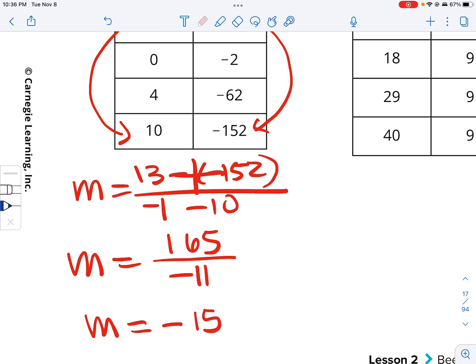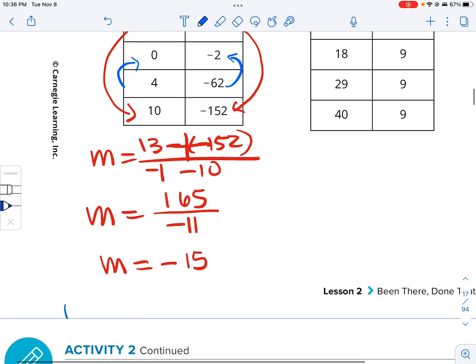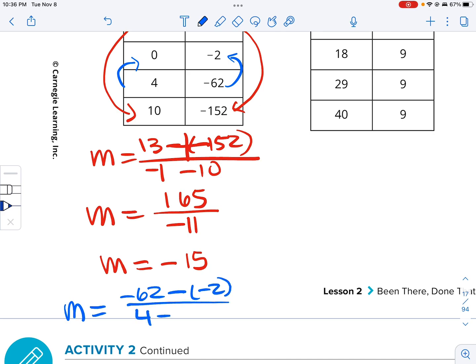Now on that one, could I have picked different numbers? Sure. Could I have gone this direction? I could have done this direction. I like those zeros. Those zeros are awesome. So negative 62 minus a negative 2, 4 minus 0. That turns to a plus. Negative 64 over 4. Oh, look at that. So that still gets a negative. Did I do that right? No, that's 60. I knew I did something wrong.